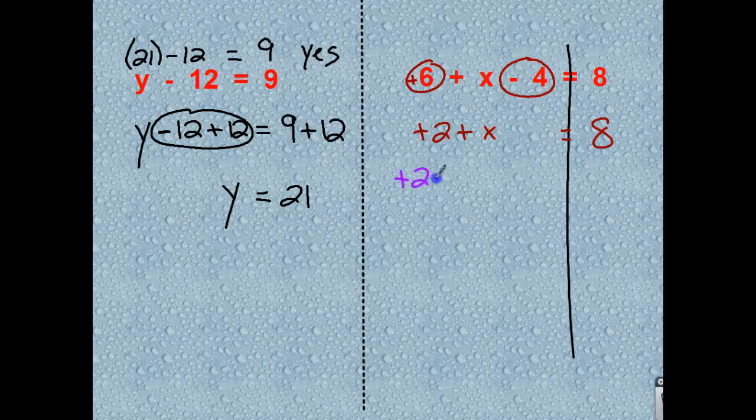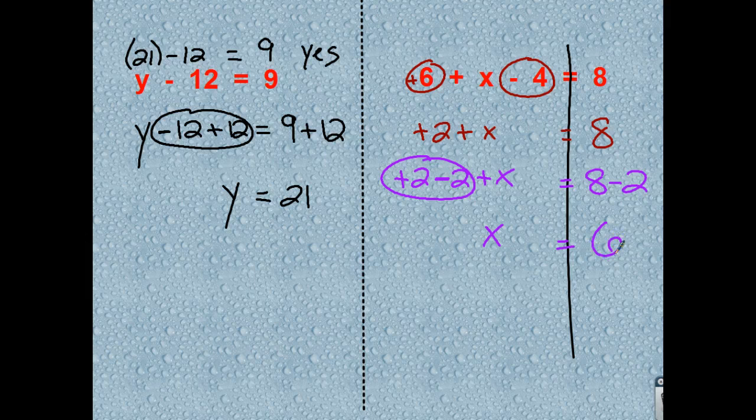So there's our 2. Let's subtract 2. There's the x. Let's balance it out. I have my 8. What did I do to the left? I subtracted 2, so I better subtract 2 over here. All right. 2 minus 2 is 0. X is equal to 6.